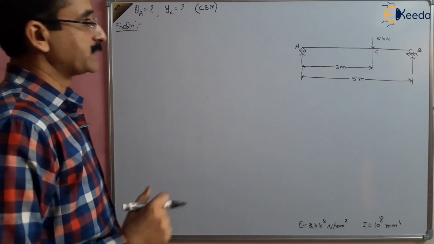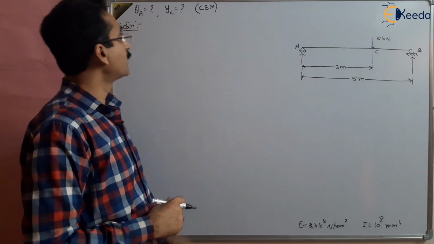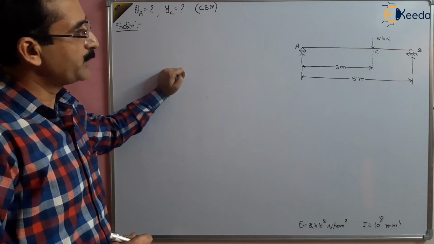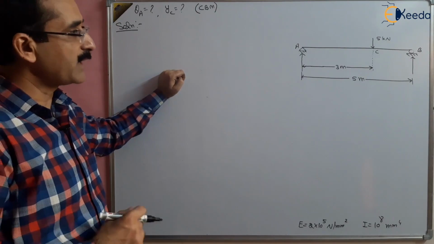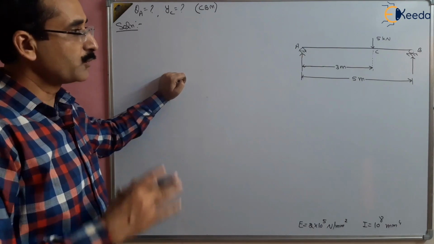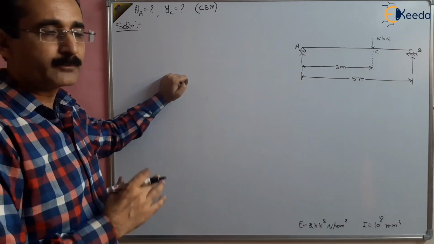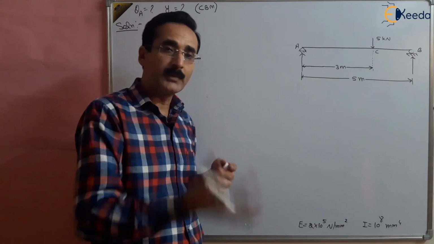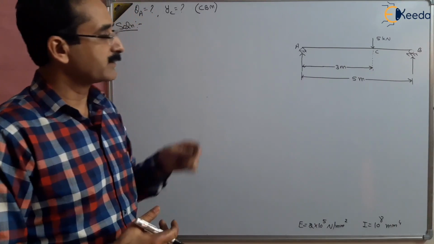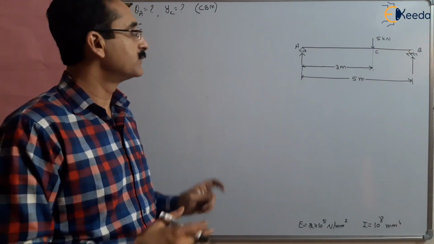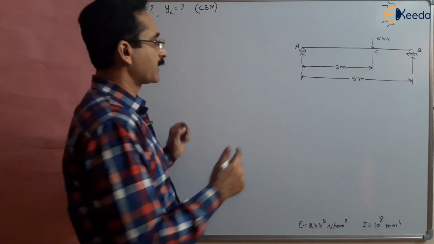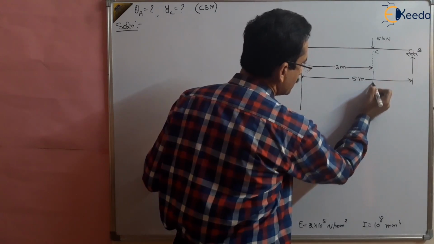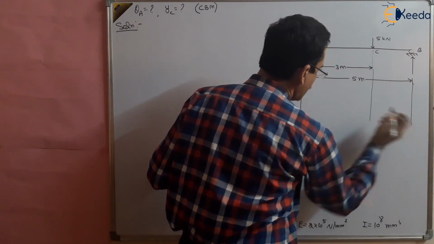So what is conjugate beam method? To find out the slope, we first have to find out the conjugate beam. A conjugate beam is that beam which carries the bending moment as its load. So first we have to draw the bending moment diagram. That bending moment diagram will become the load of the conjugate beam, right? And then the flexural rigidity of that conjugate beam is EI, right? So first we have to draw the bending moment diagram for this, which will become the load of the conjugate beam. So let us draw the bending moment diagram.